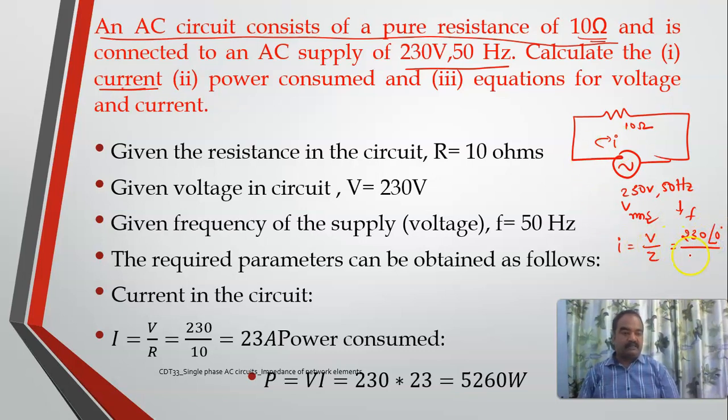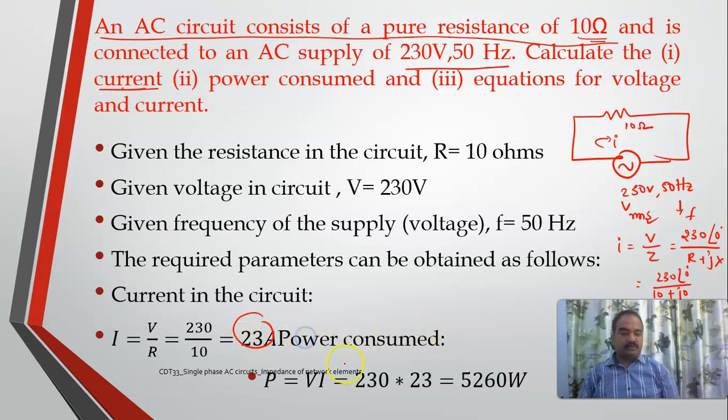What is the total impedance? R plus jX. In this case, what is R? R is 10 plus j0. So it is again 230 by 10. So I will get 23 amperes.